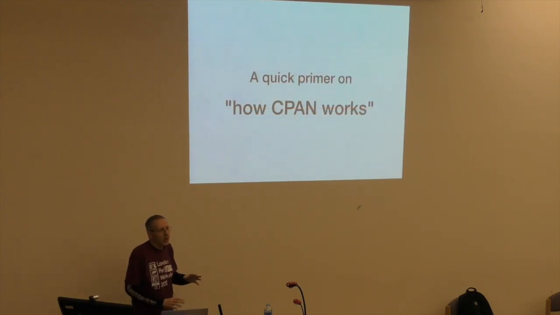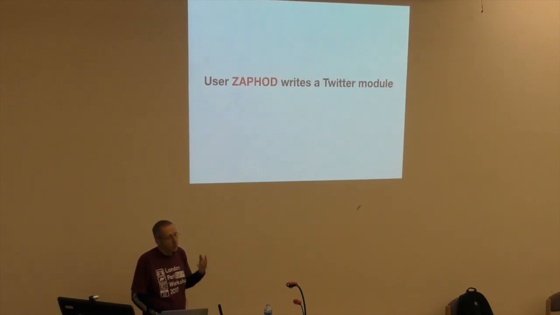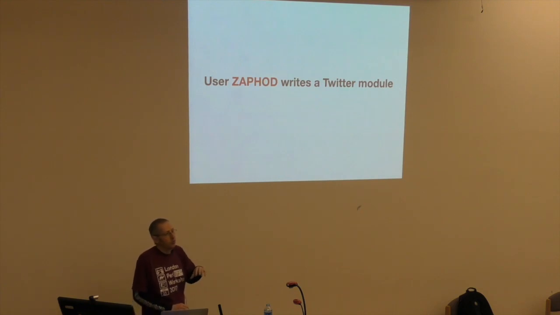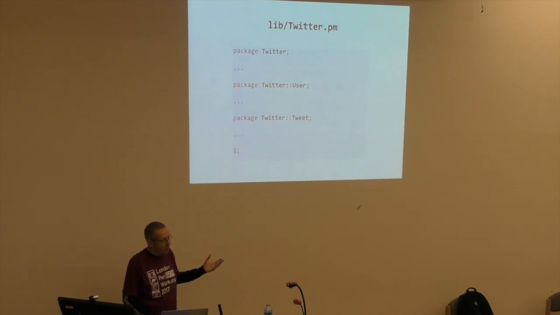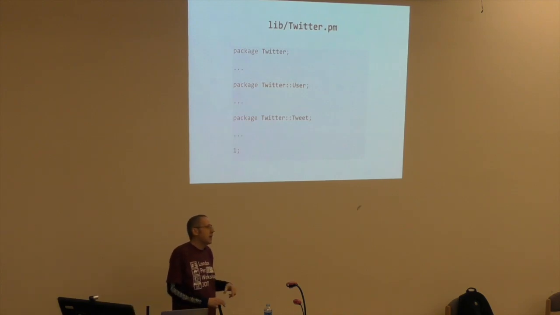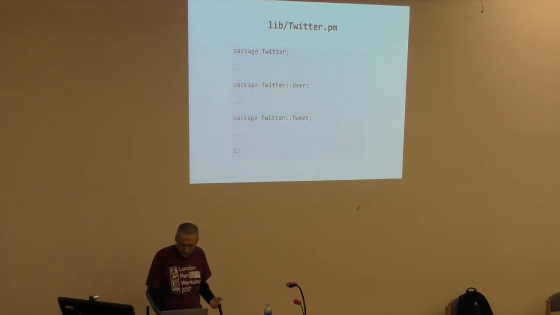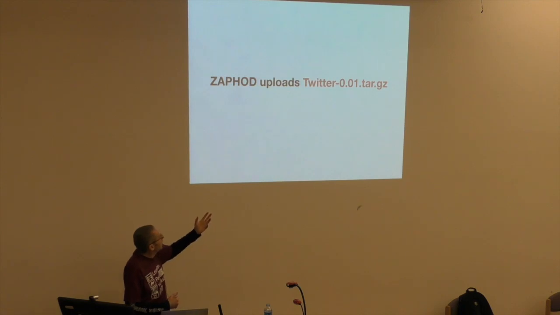So a quick primer on how CPAN works. What happens when you upload something to CPAN? So let's say we've got a user, Zaphod, and he's decided to write a Twitter module. This is back in 2006, I guess. So you write a module in lib/Twitter.pm, and you've got your main package, Twitter, but you might have some sub-packages as well. He does a release of this and uploads it, and he's got a tarball here that identifies the version.